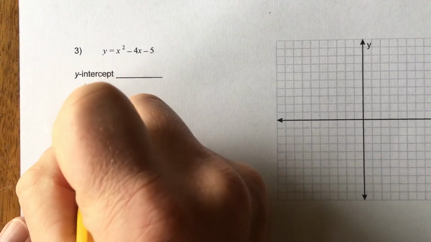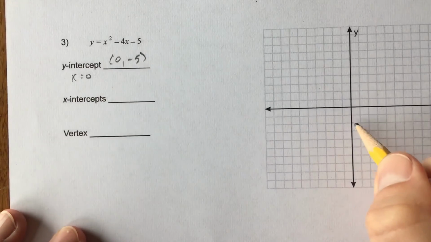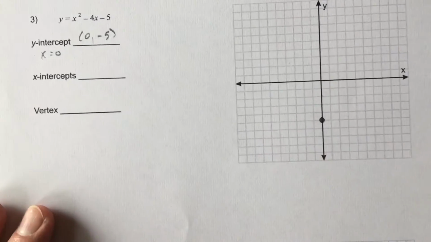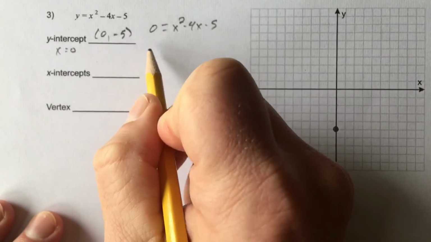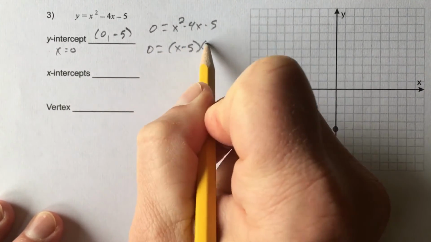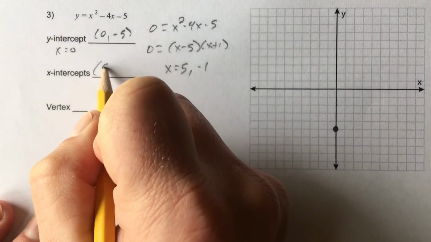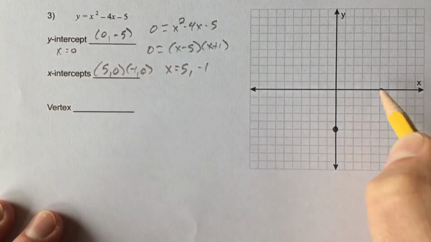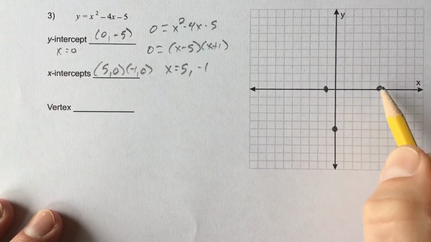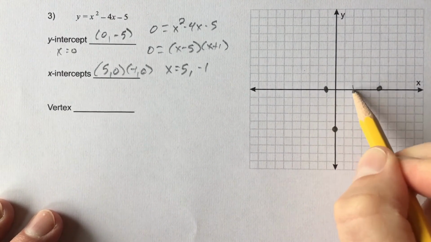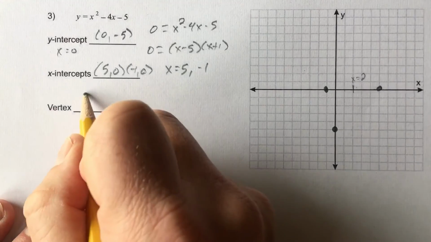Number 3 here, we're going to set x equal to 0 again. We get 0, 0, negative 5. So 1, 2, 3, 4, negative 5. There's our y-intercept. For our x-intercept, set y equal to 0. We're going to factor that into x minus 5, x plus 1. So I get x equals 5 and negative 1. So those are my x-intercepts. So 1, 2, 3, 4, 5, and negative 1. Okay, so now I want to go halfway between there, and halfway between 5 and negative 1 is x equal 2. 2 is 3 spaces away here and 3 spaces away there.